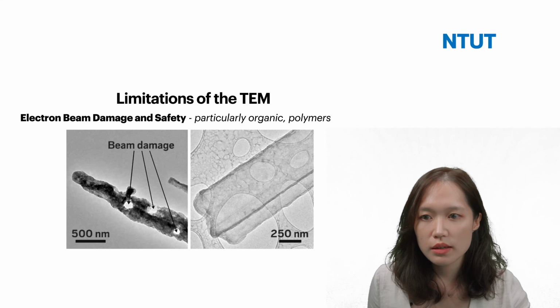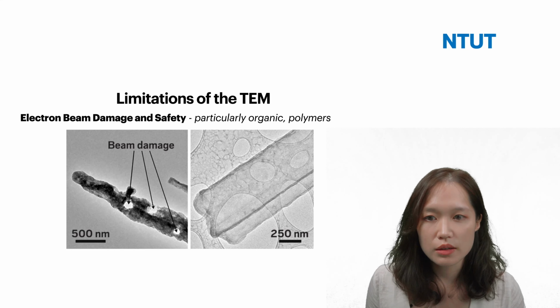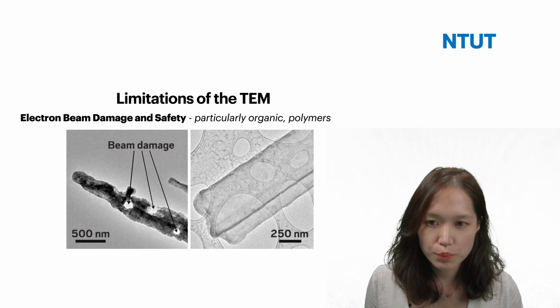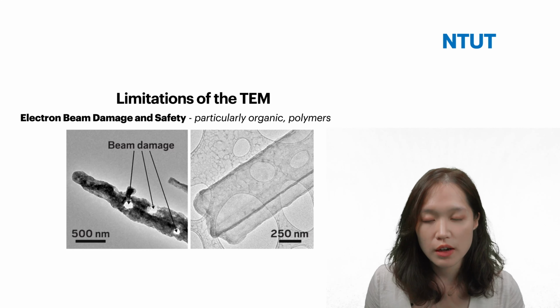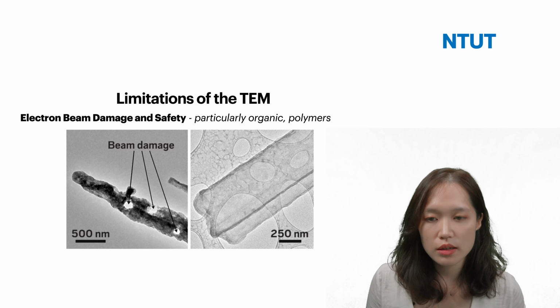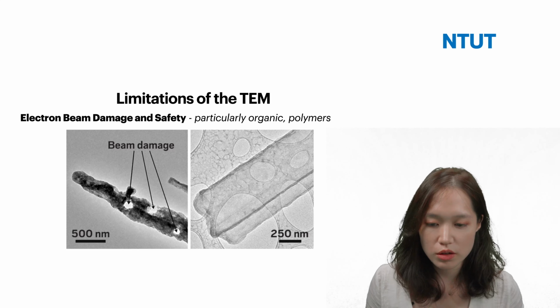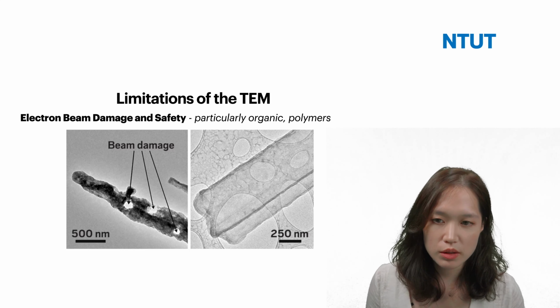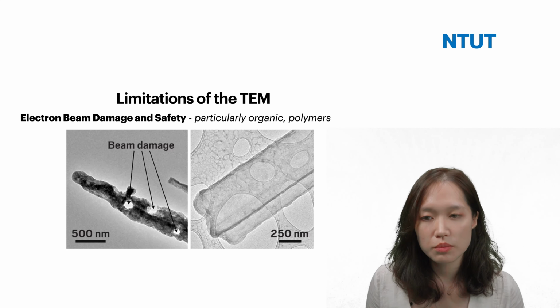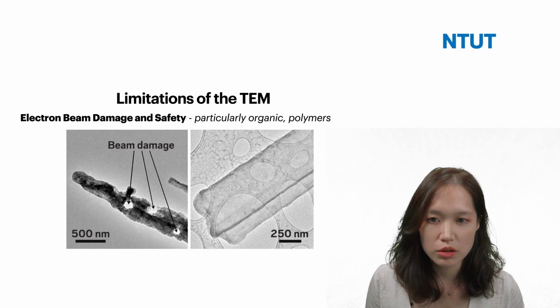The next part is the electron beam damage and the safety. The electrons are now at a very high energy level, so it can easily damage your sample. So TEM and SEM are actually both destructive analysis approaches. For inorganic specimens it is slightly better because the charge can dissipate easily, but for organic and polymer specimens, it can easily cause beam damage. So this is something to keep in mind if you're dealing with organic polymers.